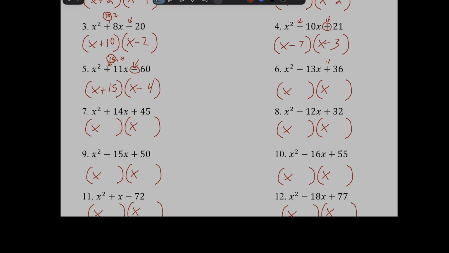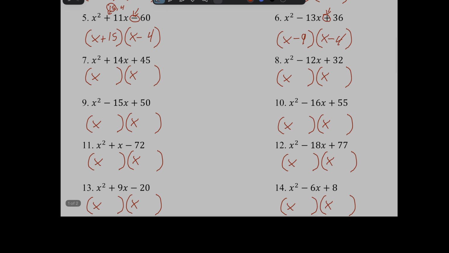Number 6. Okay, I see third term is positive. Signs are the same. Take the sign of the middle. What multiplies to 36 and adds to 13? So they have to be smaller than 13. Okay, so 12 will go in, but then I've got to go smaller than 12. 11, 10, 9. Yep, 9 and 4. Found it.